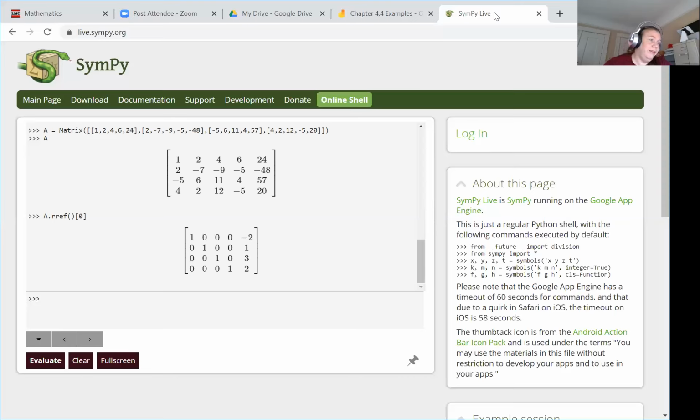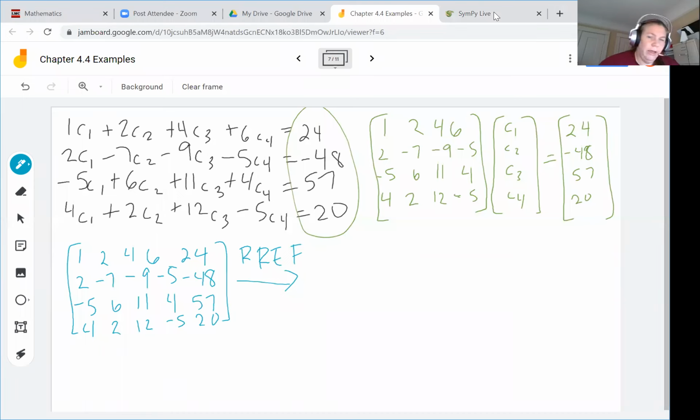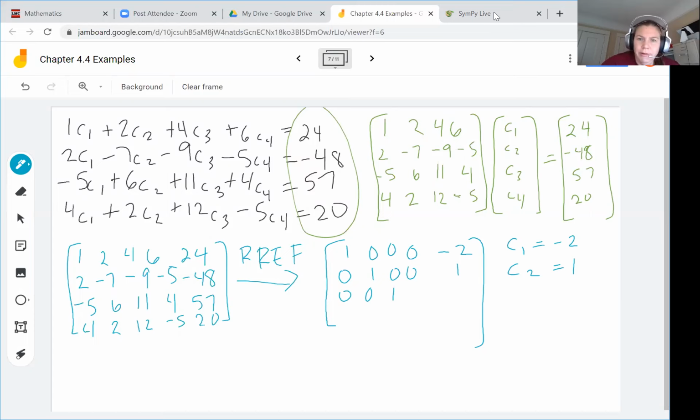And here we go. So this looks actually really nice. We're going to get straight solutions because we've got the identity matrix augmented with solutions here. So let's write this out. We have 1, 0, 0, 0, negative 2. We have 0, 1, 0, 0, 1. So this tells us right away, okay, C1 is -2, C2 is 1, then we have 0, 0, 1, 0, 3. So now we know C3 is 3. And we've got 0, 0, 0, 1, 2. So C4 is 2.